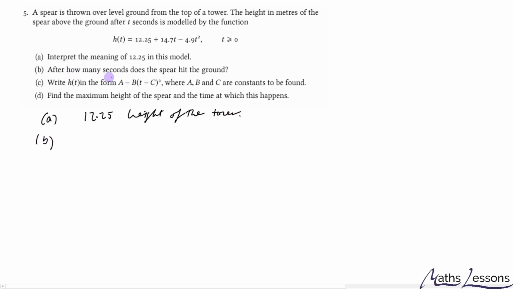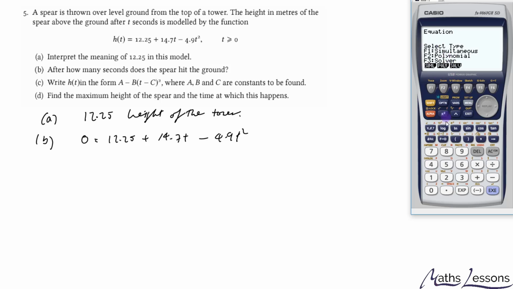Part B. After how many seconds does the spear hit the ground? So therefore we want to find out where the height above the ground is equal to 0. So 12.25 plus 14.7t minus 4.9t squared equals 0. And we just plug that into our calculator.